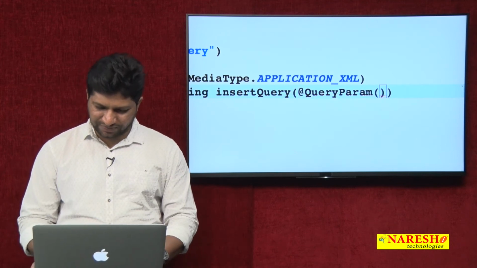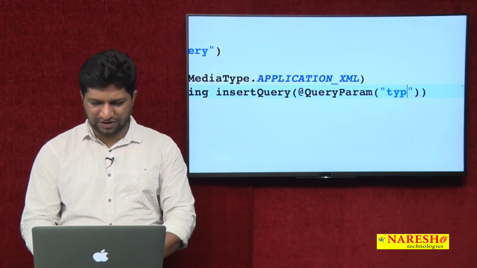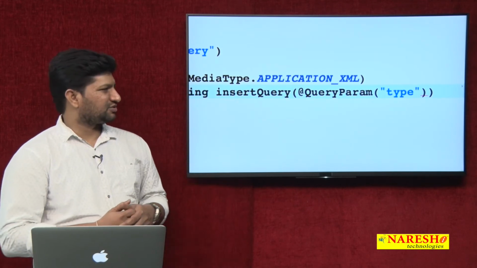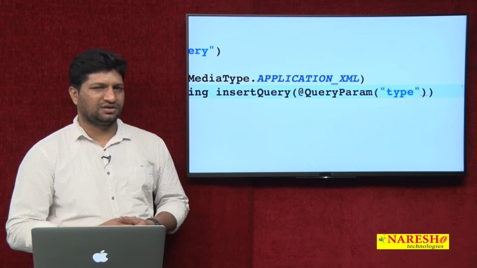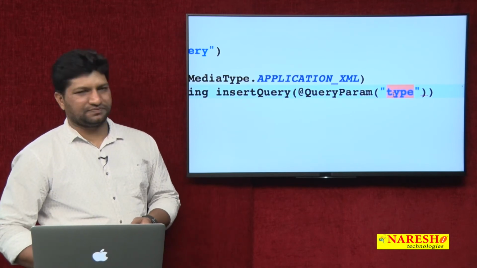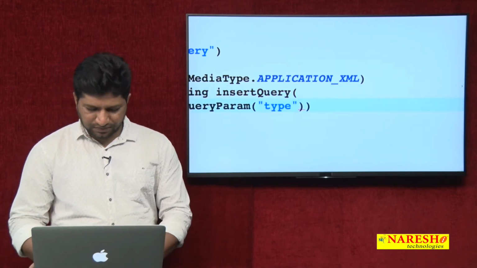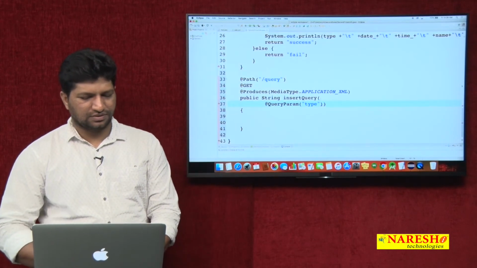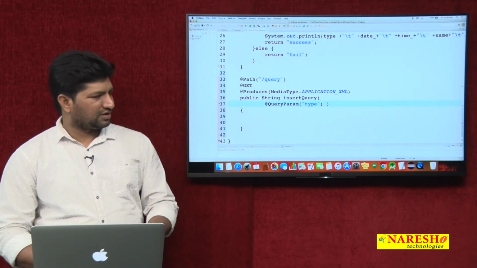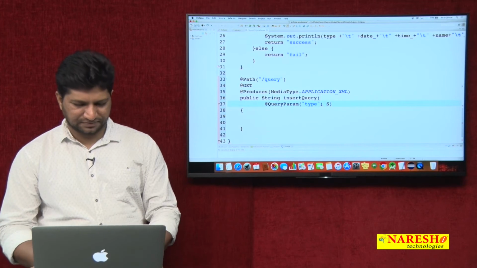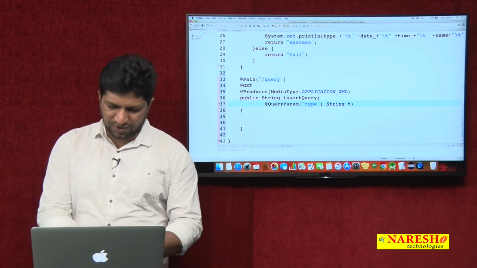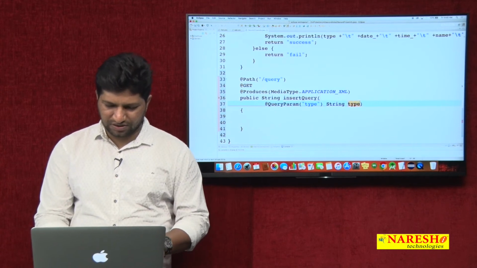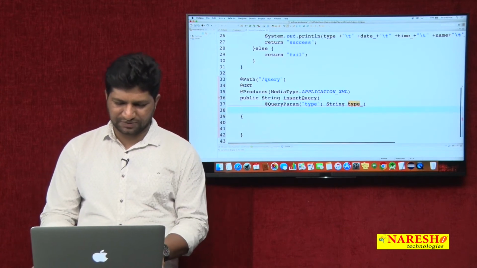I am receiving the first parameter called type. What is the ticket type? Is it a bus ticket, a movie ticket or a flight ticket? I want to get the type information. Let's hold it in one variable. A type is a string type, and I am holding it in a local variable called type underscore.